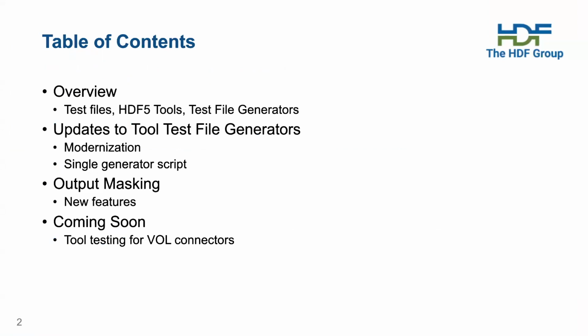Here's an overview of the topics I'll be covering. First, I'll just give a brief overview of tools, the generators, test files, how all that's set up just for context. Then I'll go into the recent changes to the tool test file generators, how those have been brought up to speed, and the recent changes to how they're laid out. I'll go into output masking for generated test files, what that means and what's been changed there and why. And then lastly, I'll go over some new features that are coming soon for test cases for vault connectors.